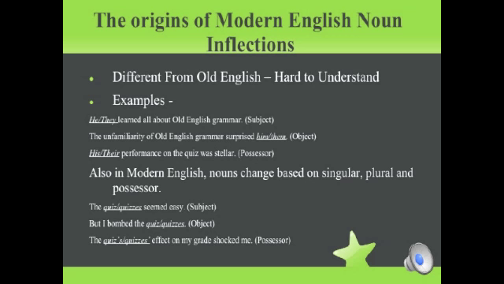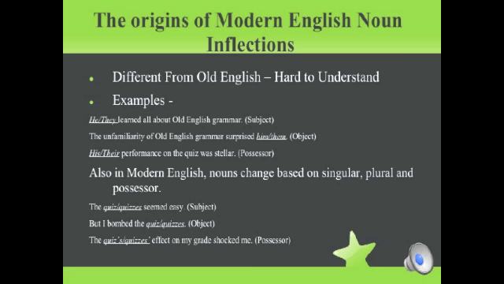For instance, he or they learned all about Old English grammar. The he and they are the subject. The unfamiliarity of Old English grammar surprised him or them. The him or them are the object. His or their performance on the quiz was stellar. His or their is the possessor.